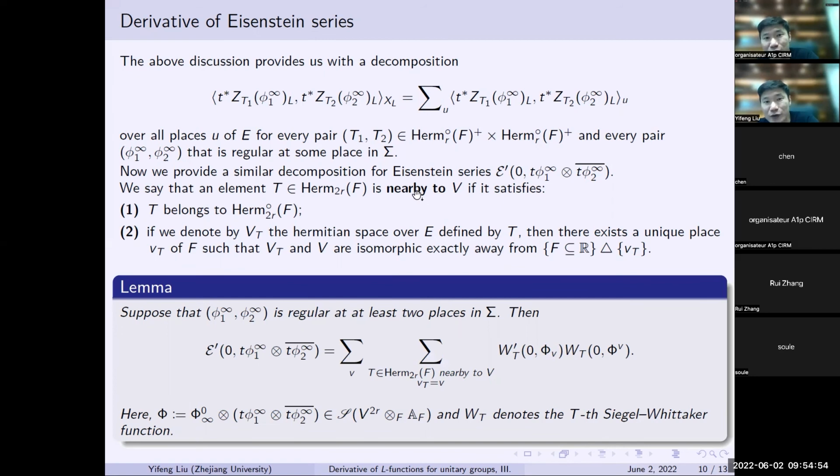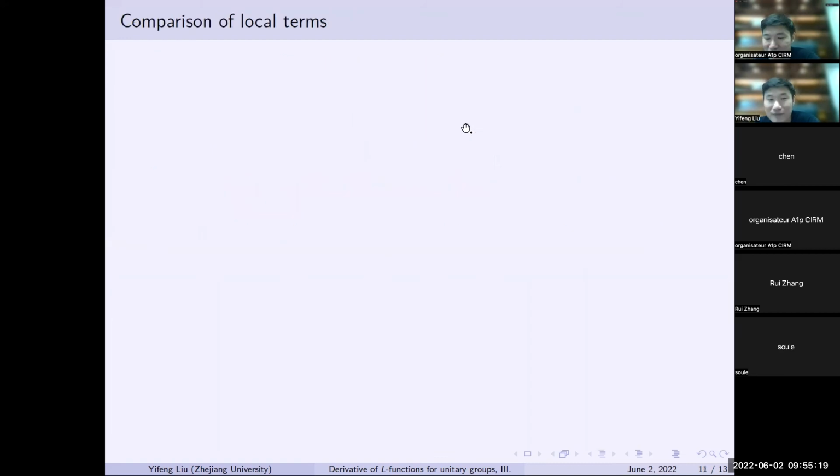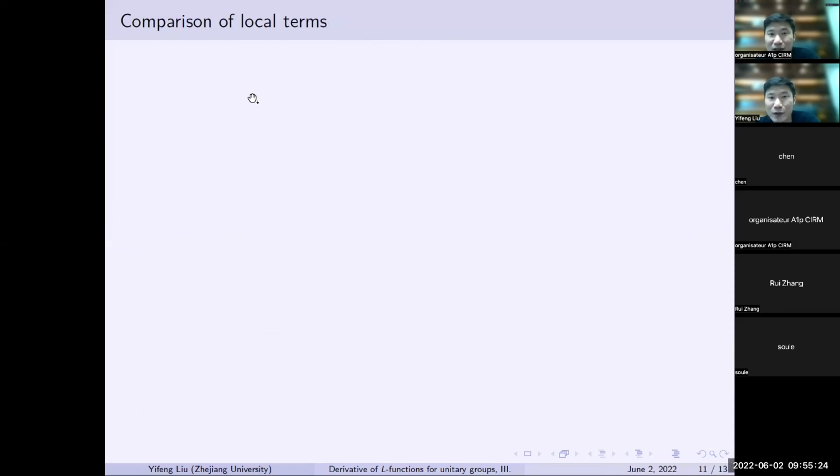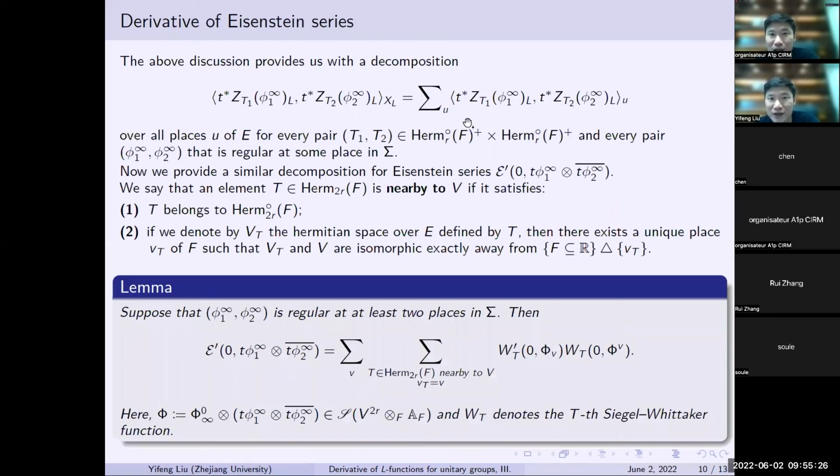So if you look at these two, first you will realize that this Vt must be non-split, because two Hermitian spaces are always isomorphic at the split places. So Vt must be non-split. So this sum is going over all non-split places. But here, u is going over all places. So this suggests that the comparison will consist of three types.